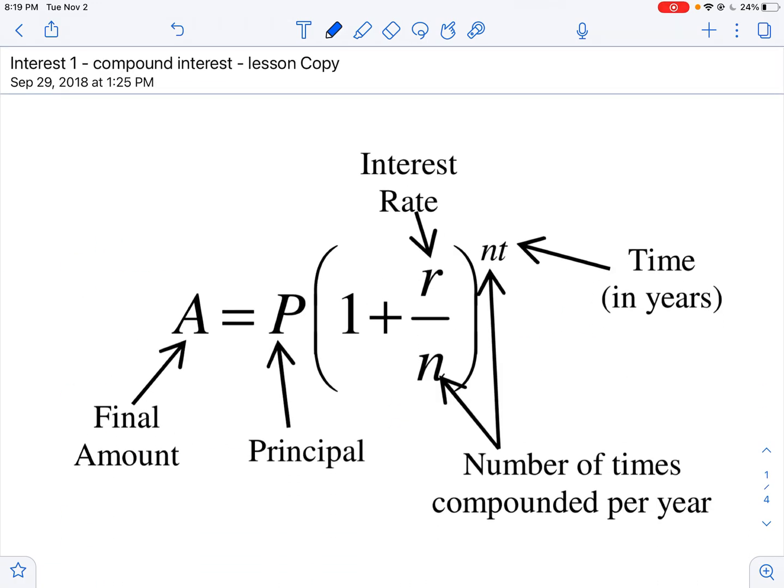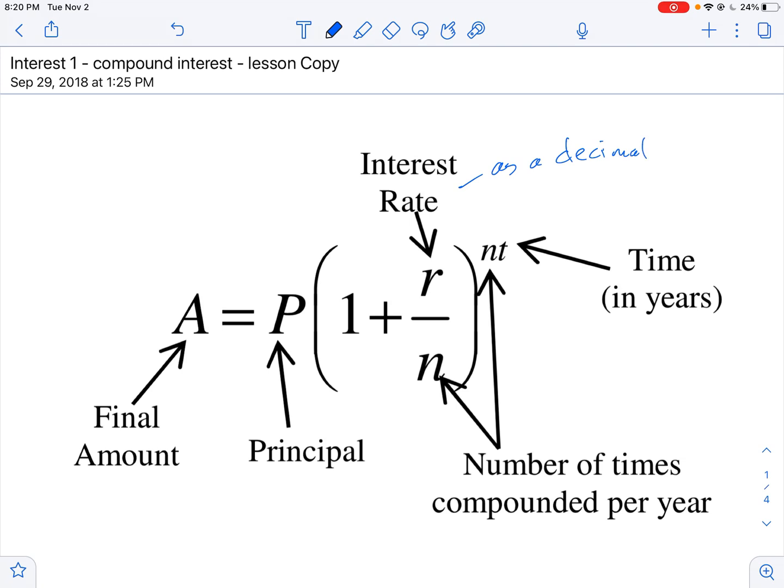Here's one. This is how compound interest is computed. Let's go over this whole thing. A is the final amount after however many years. P stands for principal, which is the amount of money you start with in the account. Inside we have 1 plus r divided by n, to the n times t power. This r is the interest rate as a decimal. You need to make sure things are a decimal here.